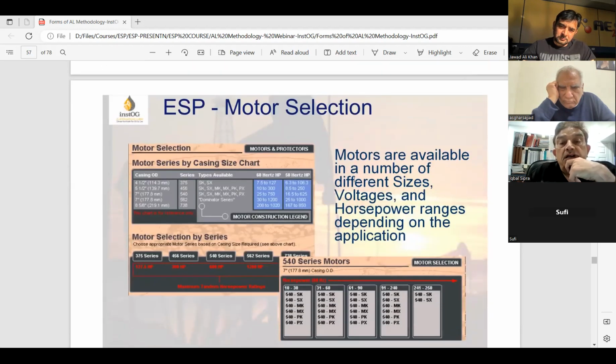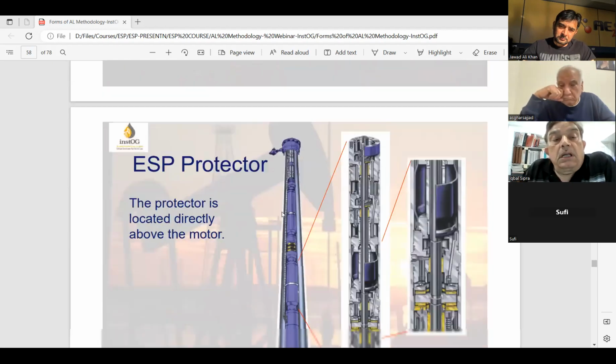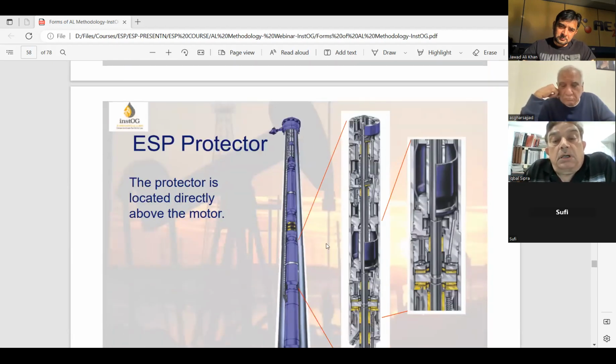And ESP motor selection is available in a number of different sizes, voltages, and horsepower ranges, depending on the size. Each application has a different motor size. And the ESP protector is the one which is installed on the top of the motor. You can see this is one motor and it's not a protector. The protector is located directly above the motor and it stops the well fluid or any fluid from entering into the motor.